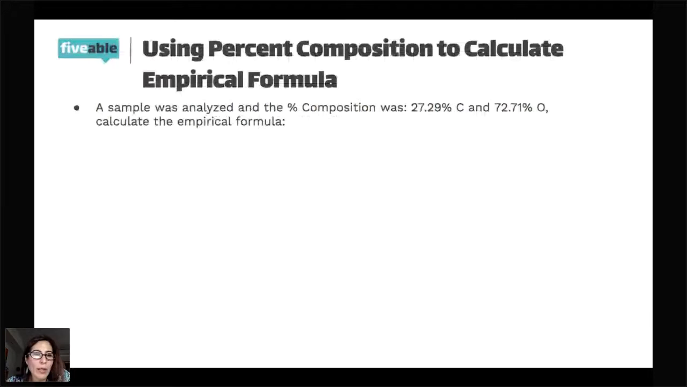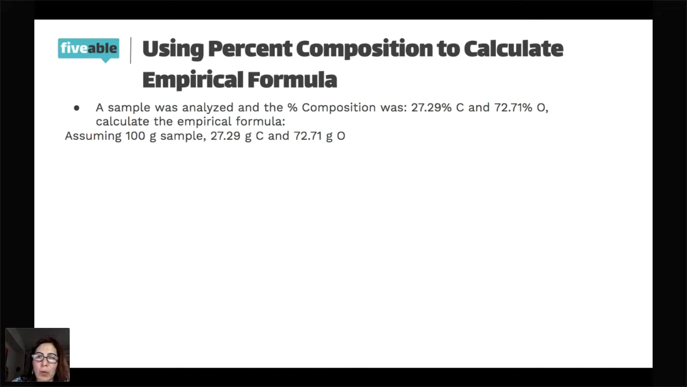Okay, so now, how can we use the percent composition to calculate the empirical formula? So this is an example. Suppose that a sample was analyzed and the percent composition was, as shown, 27.29% carbon and 72.71% oxygen. What we are going to do is assume that we have a 100-gram sample, and we can change the unit of percent into grams. And then if we do it in grams, it will be very easy to manage.